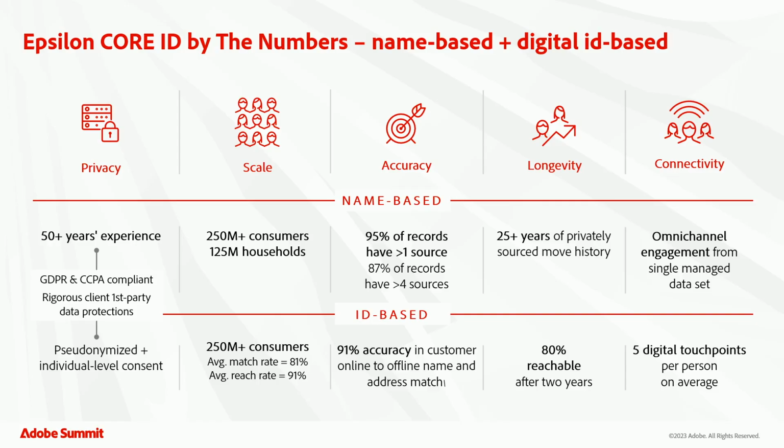We're capturing postal addresses, email addresses, phone numbers, and IP addresses, obviously where this is available and where we can do it and meet the privacy regulations. But for all of those individual consumer records, 95% of them have more than one of those different sources. 87% actually have more than 4 different sources. And we've been doing this, as I said, for decades.